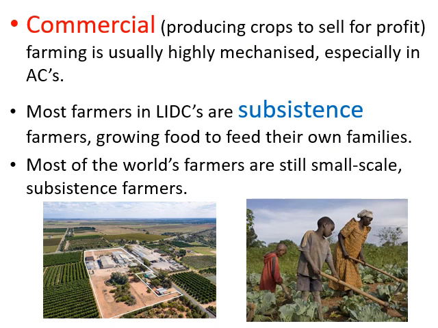So we call it commercial farming, where farmers are growing crops to sell them to make profit, to make money, as opposed to subsistence farming, which is what is taking place in a lot of LIDCs. And if you remember, subsistence farming is where they are just trying to grow enough crops to feed their own family. They're not selling anything, they're not making any profit from what they're growing. They're just trying to grow enough food to keep their family fed and keep their family well. When you actually look at a global scale, most of the world's farmers are still subsistence, small-scale farmers.